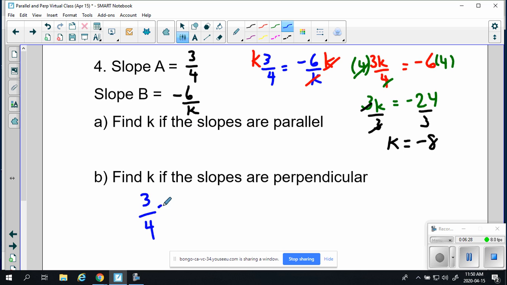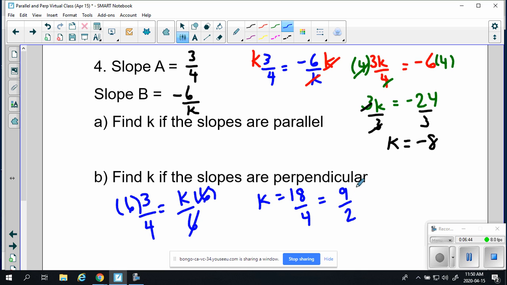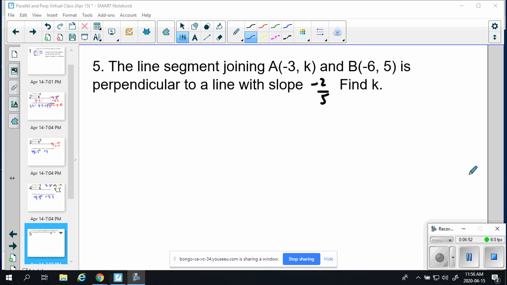So 3 over 4 is equal to positive k over 6. Then all I have to do is multiply both sides by 6. And k is equal to 18 over 4, which is 9 over 2. I've saved myself quite a bit of work by being strategic as to who I flip when I'm asking for the slopes to be perpendicular.